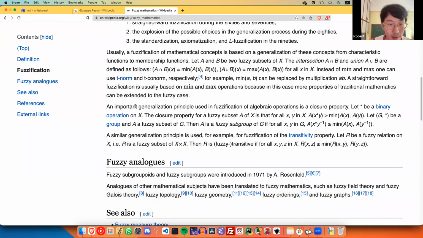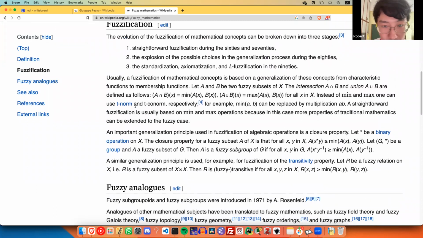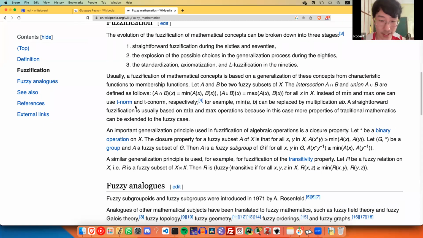Usually a fuzzification of mathematical concepts determines a generalization in the context of characteristic functions, the membership functions. Let A and B be two fuzzy subsets of X. The intersection A intersect B and union A union B are defined as follows. A intersect B on X is the minimum of A of X and B of X. Oh, so A is probably just measuring the membership of X. Yeah. A union B is the max, and then instead of min and max, one can use a T-norm and T-conorm. Okay.